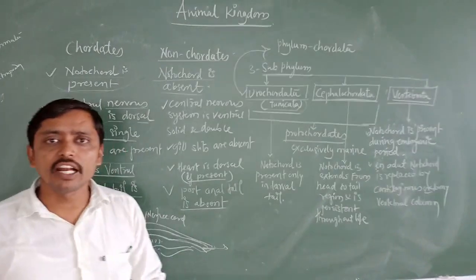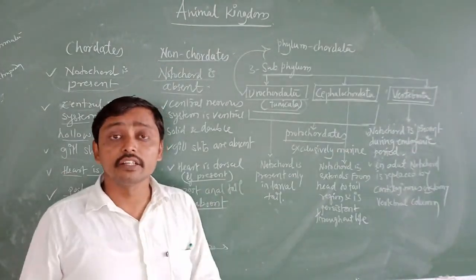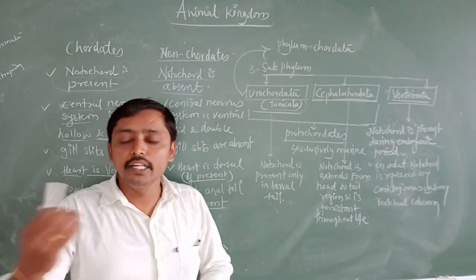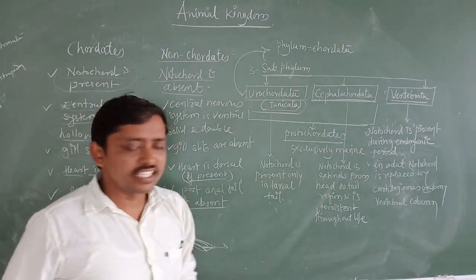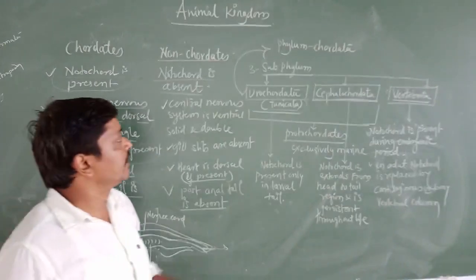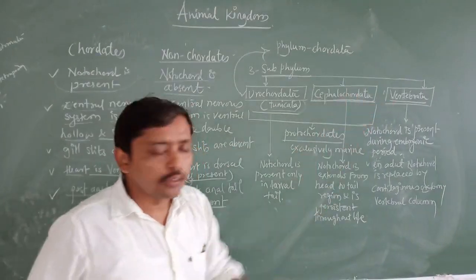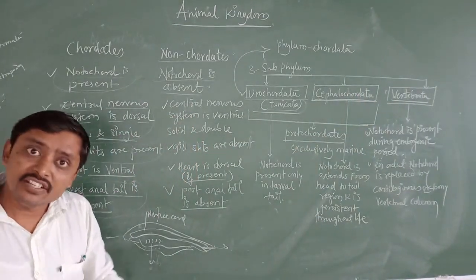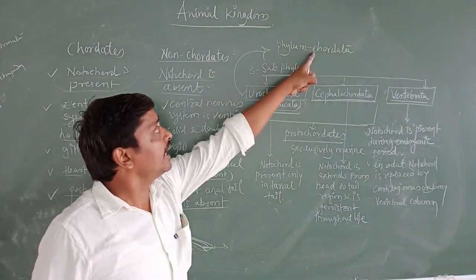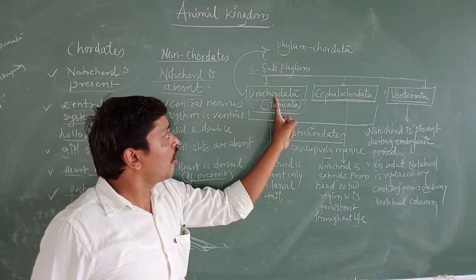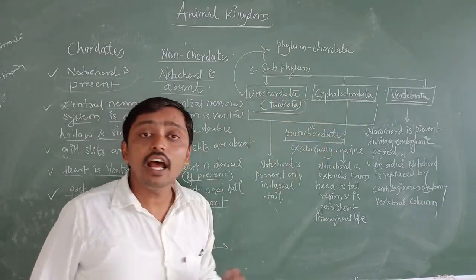Next, what are we going to study? On which basis? Simply, we used to call all of them chordates, but why are they again divided into three subphyla? Why are they named Urochordate, Cephalochordate and Vertebrate? It means there is a reason. That's why the chordates are divided into the three subphyla: Urochordata, Cephalochordata and Vertebrata.